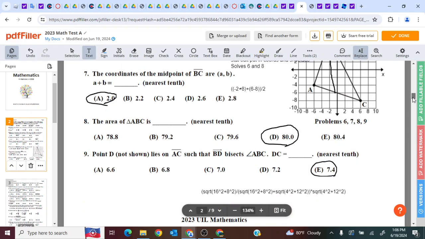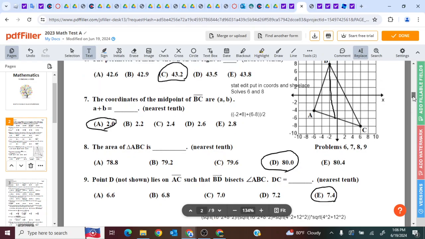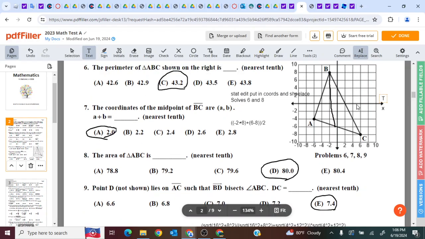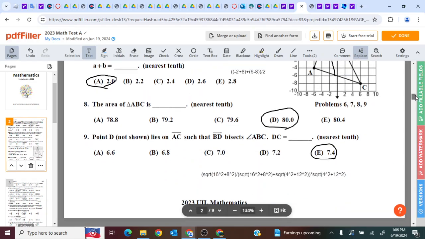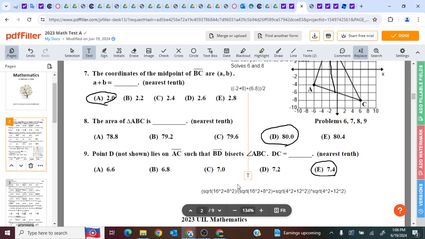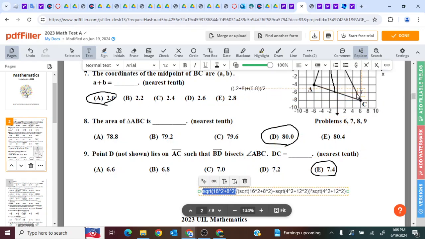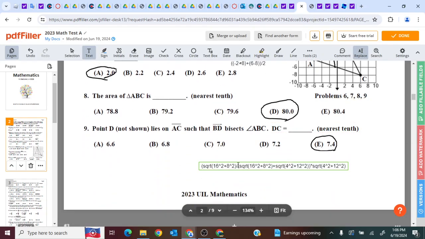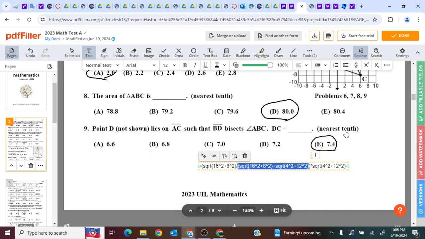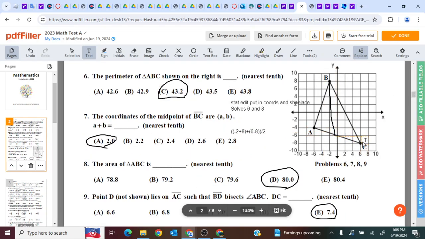Number 9: point D shown lies on AC such that BD bisects angle ABC. DC is equal to what? How this works is that the amount of this line AC that is on either side is based on the length of, for example, D is here, the length of DC would be equal to the length of BC over the combined length of AB and BC, and you have to multiply by your length of AC. So that's what we're doing here to find the actual length of DC. First off, you do the length of BC over the combined length of AB and BC, and then you multiply it by the length of AC right here to get 7.4.